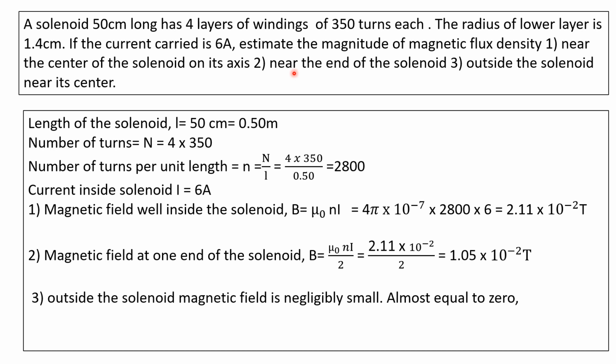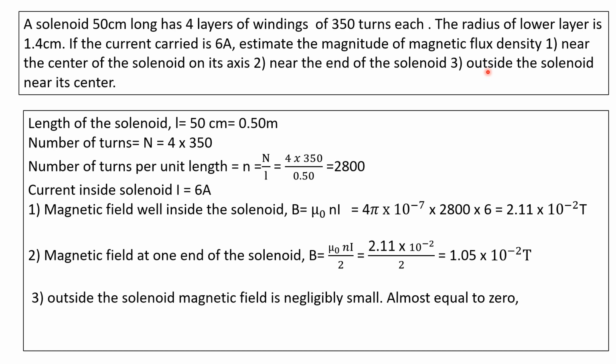Next we have to find the magnetic field near the end of the solenoid. We have the equation for magnetic field at one end of the solenoid as B = μ0 n I by 2. That is 2.11 into 10 raised to minus 2 by 2. That is 1.05 into 10 raised to minus 2 Tesla.